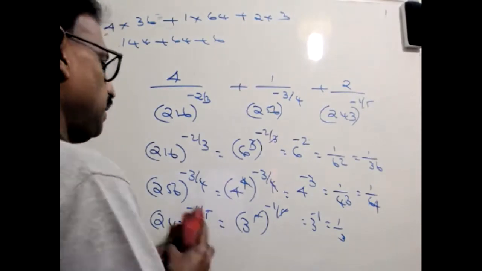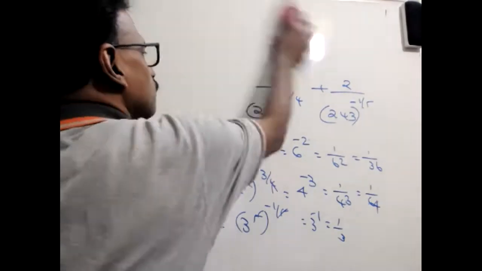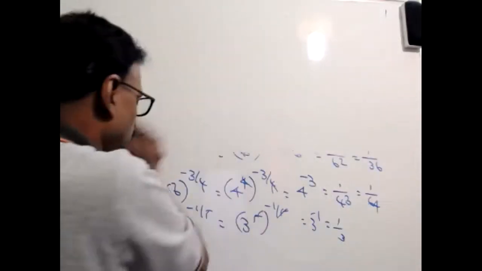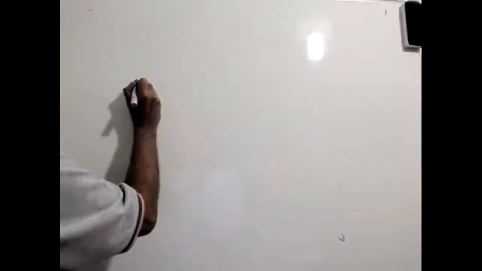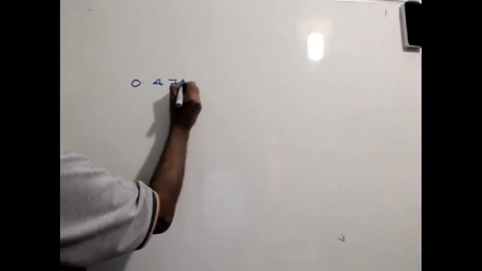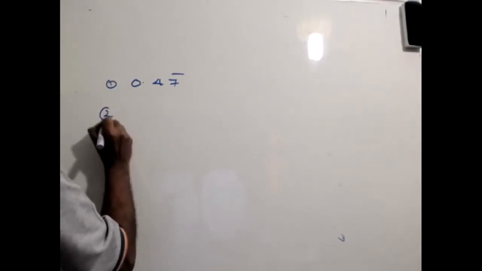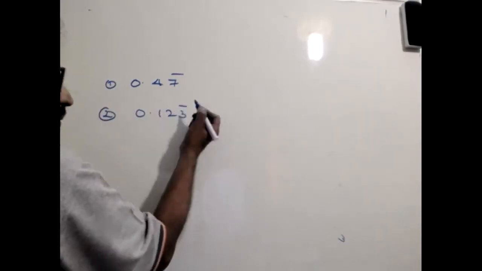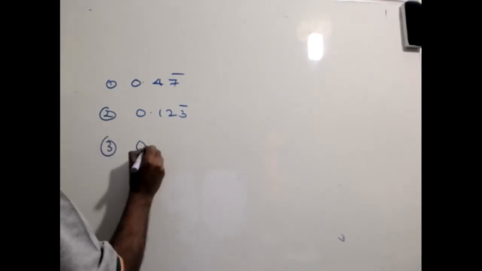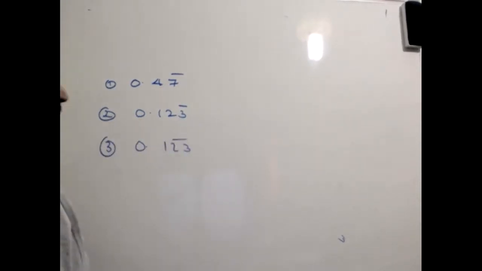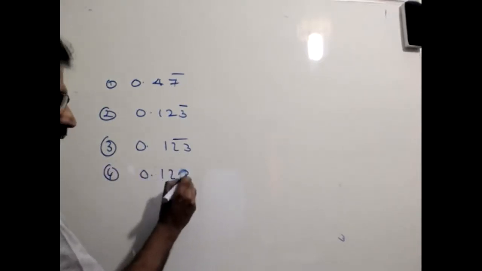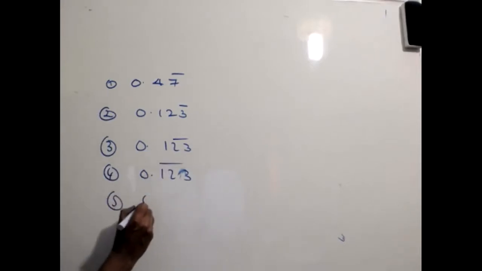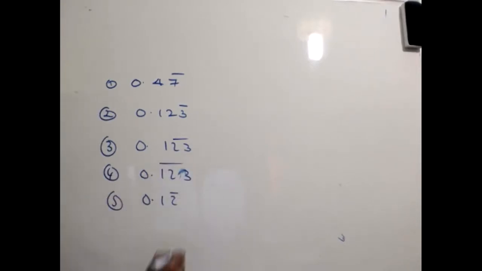Now, write in P by Q form. Right? P by Q form. 1: 0.47 bar. 2: 0.123 bar. 3: 0.123 bar. 4: 0.123 whole bar. 5: 0.12 bar. Okay, try this one. You remember, no? P by Q form.